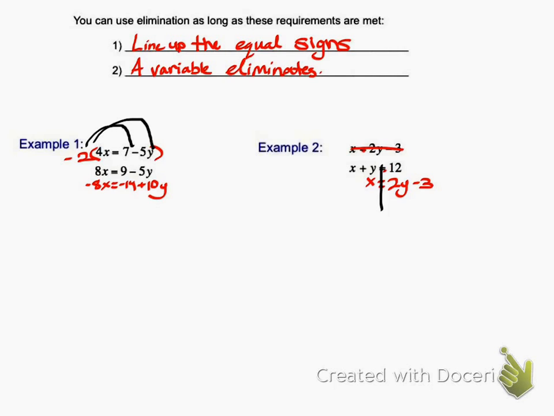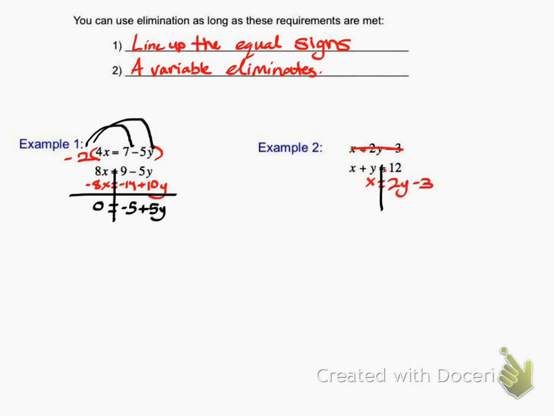Now something eliminates, so the first two requirements are met. I've lined up the equal signs, and now something will eliminate. Because when I add these two equations together, I get 0x on the left, so I get 0 on the left-hand side of the equal sign. On the right, when I add things up, 9 and negative 14 make negative 5. Adding the other like terms, the y's, minus 5y plus 10y makes positive 5y. Now I have an equation with one variable, y, a variable eliminated. So now I can solve this very easily.